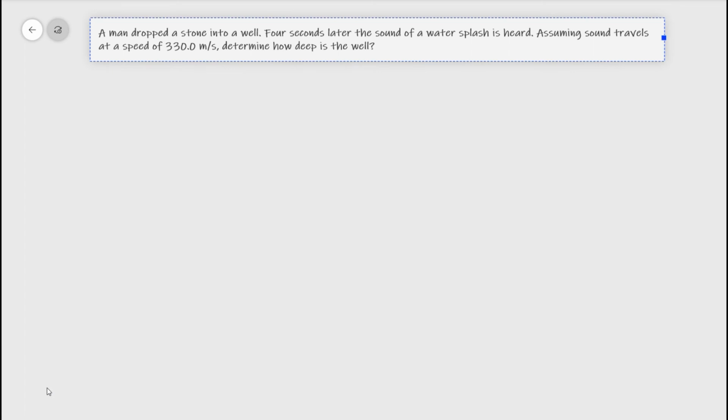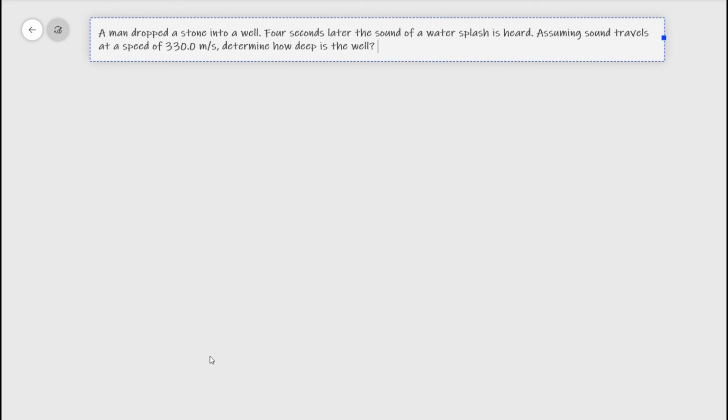A man dropped a stone into a well. 4 seconds later, the sound of the water splash is heard. Assuming sound travels at a speed of 330 meters per second, determine how deep the well is.